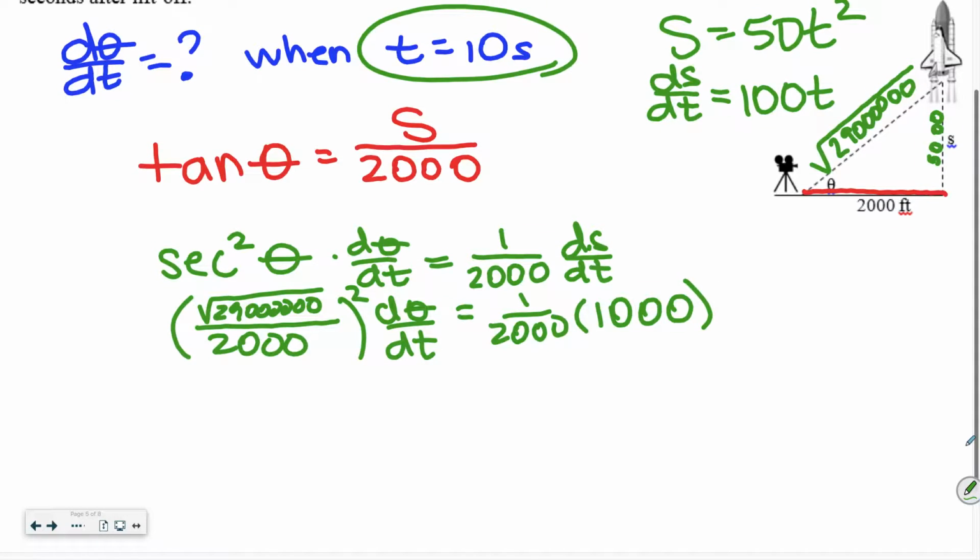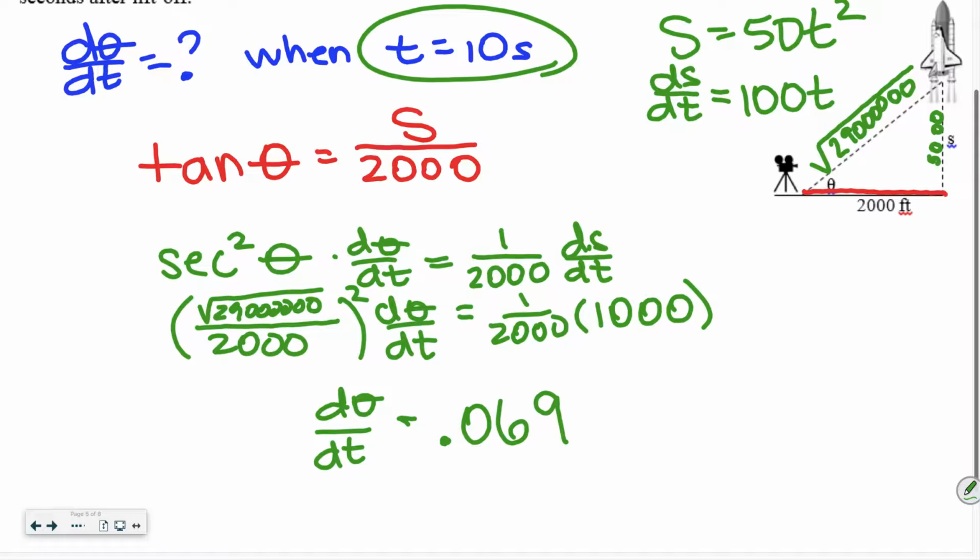Now you could figure out what that angle is if you want and plug that in for secant and square it, but this is going to give you more exact numbers. Okay, so what happens is we get d theta dt. If you punch these all into your calculator, I'm just going to save you some time. I always want you to round to 3 decimal places as if it is an irrational number.